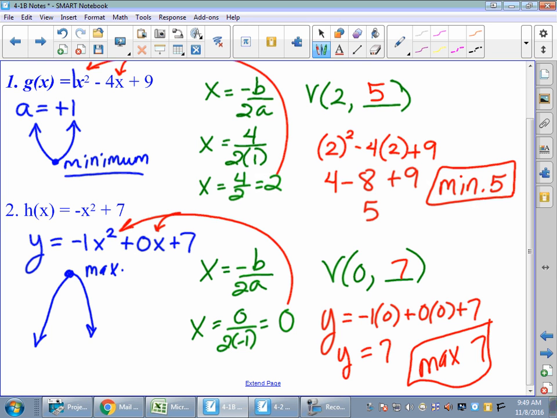Okay, I don't want to see the whole vertex. I want you to interpret what that means. Take the part of the vertex we need. Okay, 0 is the value that makes the maximum 7. 0 is how much we move over to the left or to the right to give us the maximum. But the maximum value is 7, and what that is saying is that there will be no y values greater than 7 on this graph.